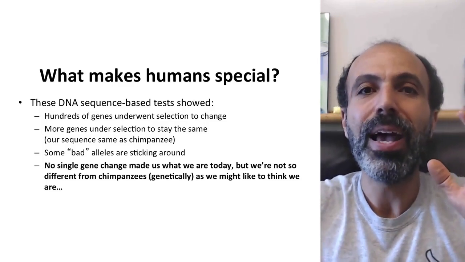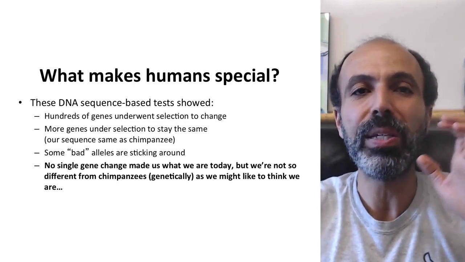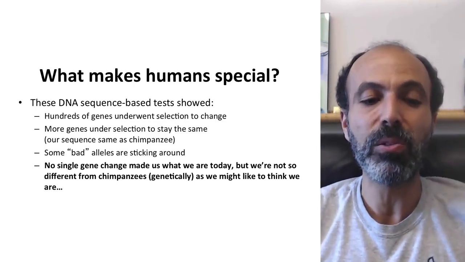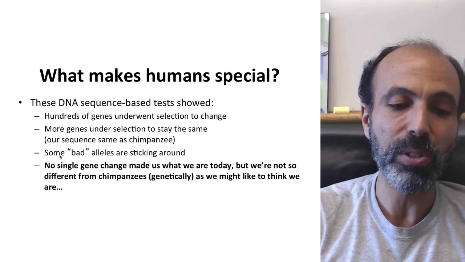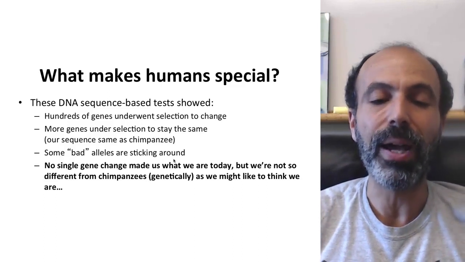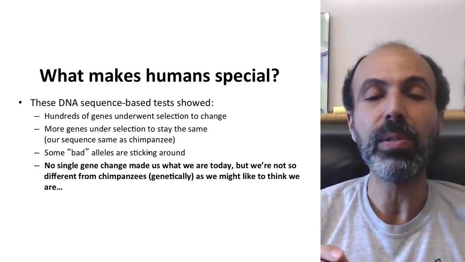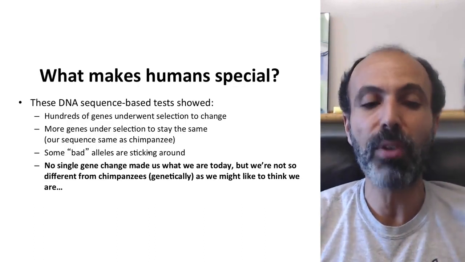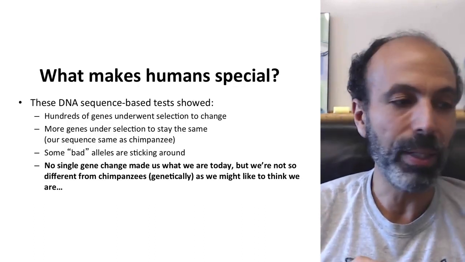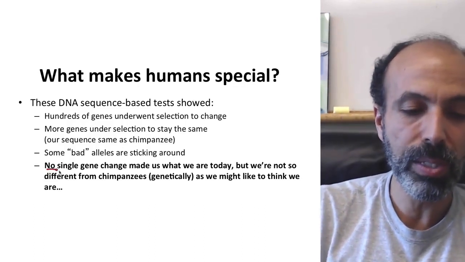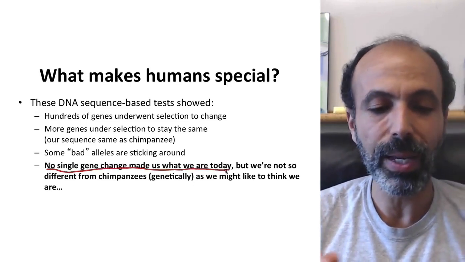More genes are under some selection to stay the same, that basically non-synonymous changes are bad, and therefore they're held back. They don't ever become differences between species, but may linger as differences within species. And therefore, some of these bad alleles are sticking around. And this also makes it so a lot of our sequence is more similar to chimpanzees than if we were evolving purely neutrally. But importantly, let me just close with this. There's no single gene change that made us what we are today. Yet, we're not as different from chimpanzees genetically as we might like to think.